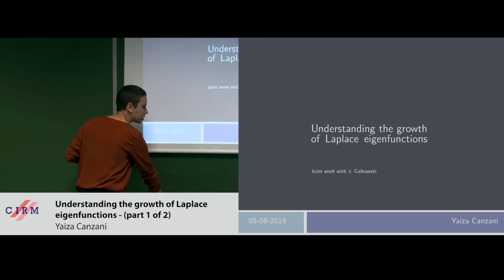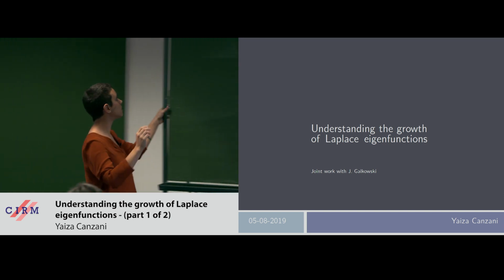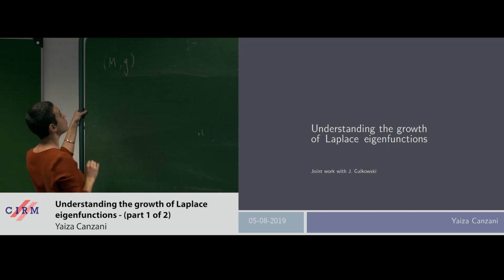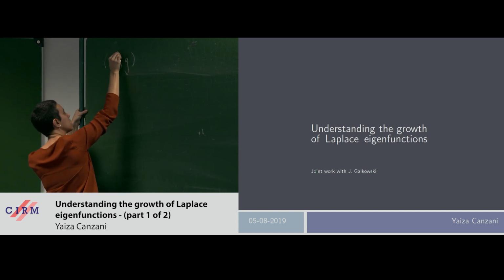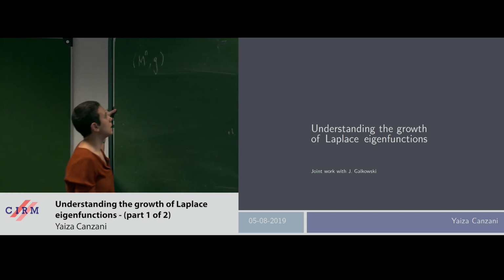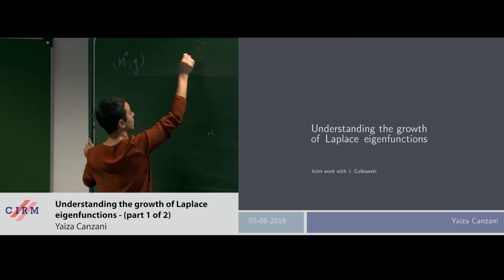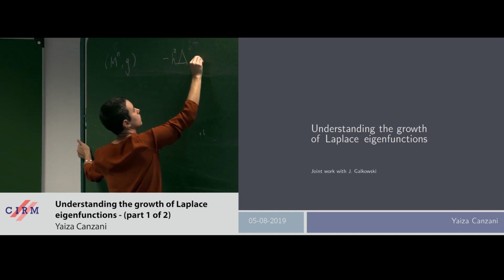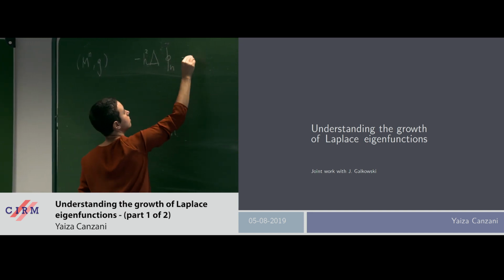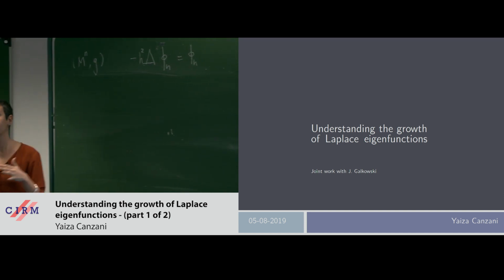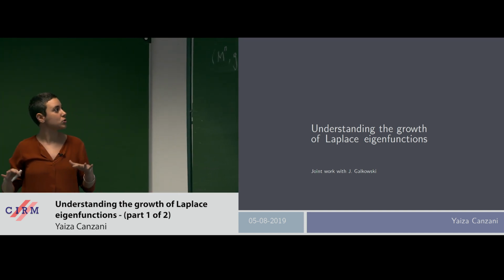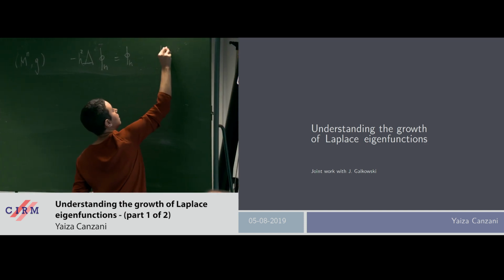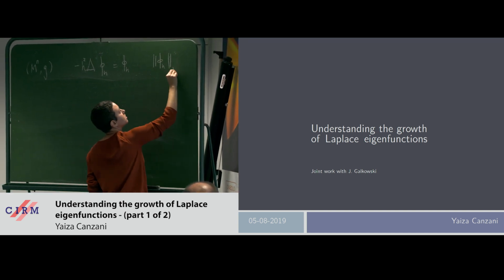So we are going to be working on a compact manifold. So M is a compact Riemannian manifold, and throughout the talk I'm going to denote by little n the dimension of the manifold. On the manifold, we are going to work with Laplace eigenfunctions, and I'm going to denote them by u_h. And since we are going to be studying the growth of these eigenfunctions, we need to choose a normalization, and that normalization throughout the talk is going to be that their L2 mass is 1.